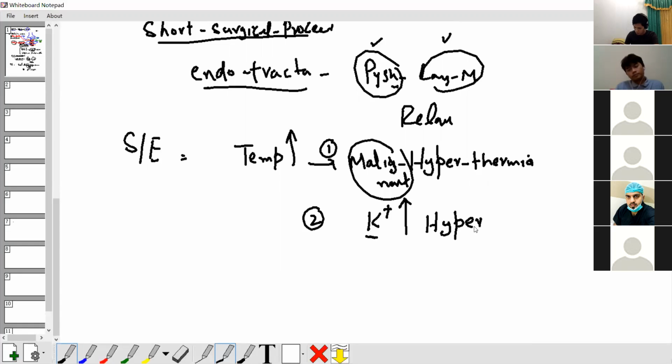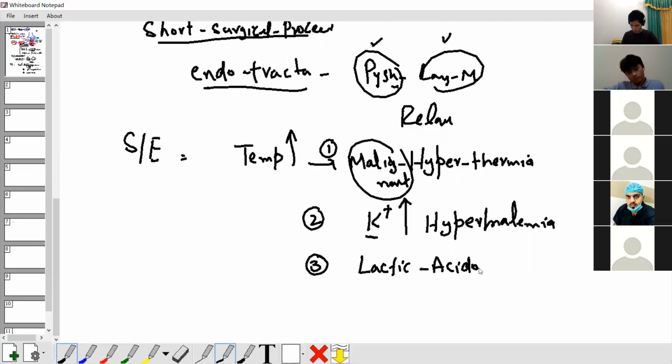Another side effect, a very dangerous one: hyperkalemia, because the drug excites the muscle first. When you use your muscle very rapidly, say you're sitting now and never exercise in a month, just one or two times. So what happens with your muscle? Muscle fatigue, yeah? The muscle produces what? Lactic acid. Lactic acidosis.